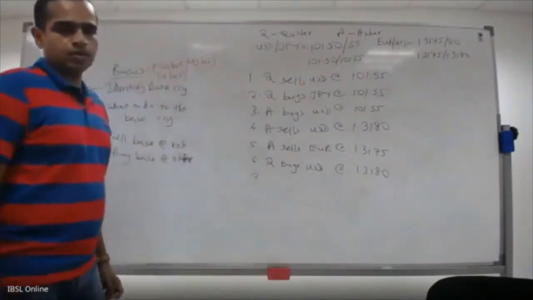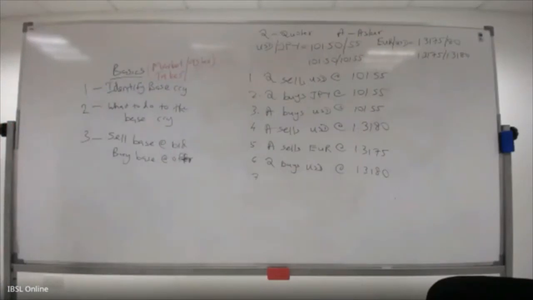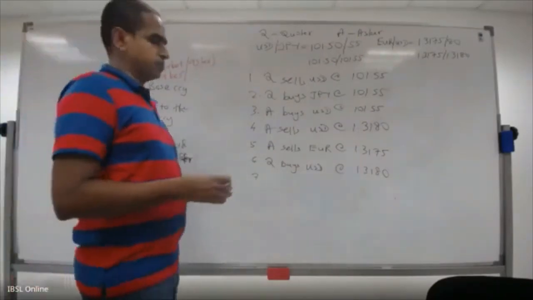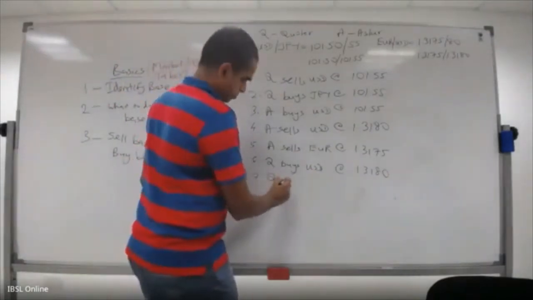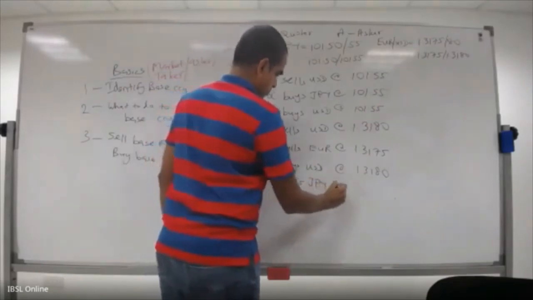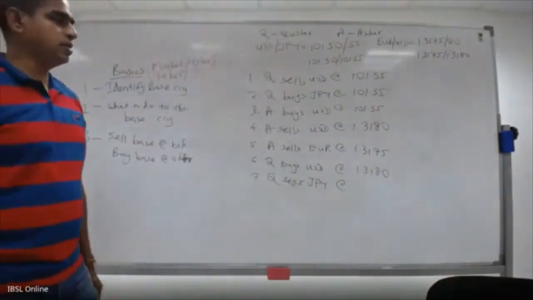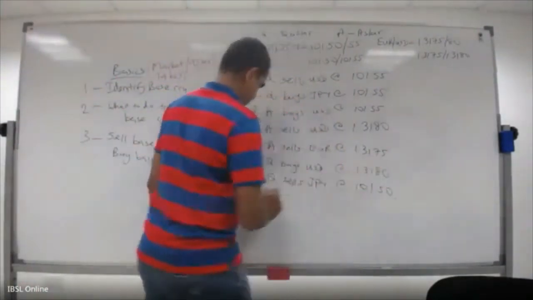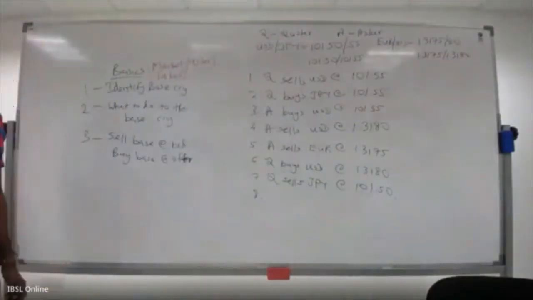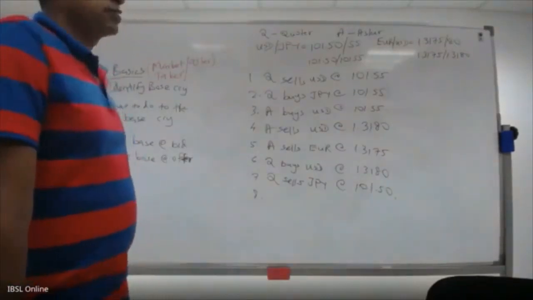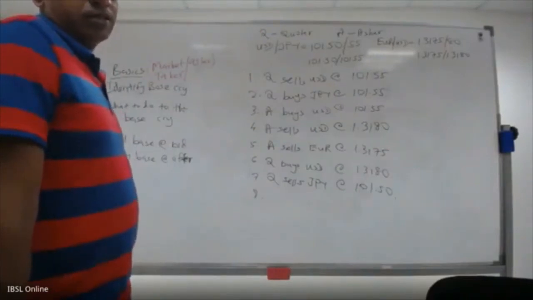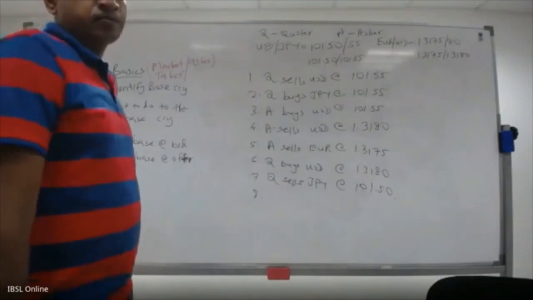Seven. What rate the quota sells yen on dollar yen? The quota selling yen means he is buying dollars. Quota selling yen means he is buying dollars at the bid. And eight, what rate the asker sells dollars on dollar yen? Asker will sell the base. Dollar is the base currency, so the asker will sell the base currency at the bid, which is 101.50.